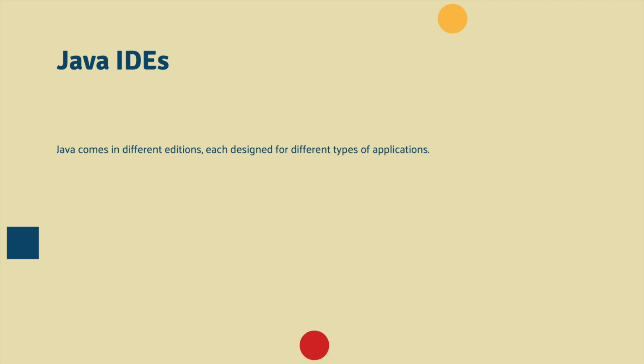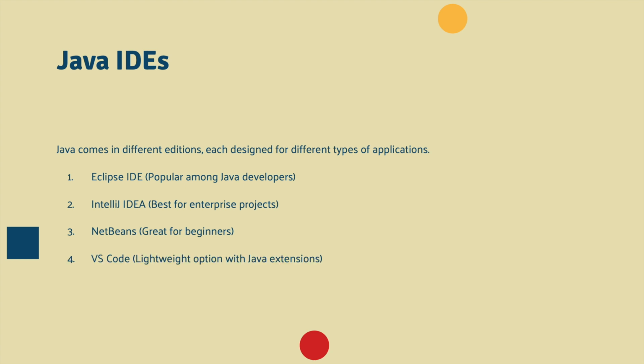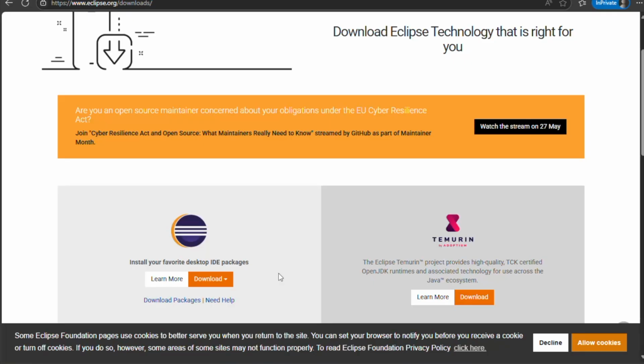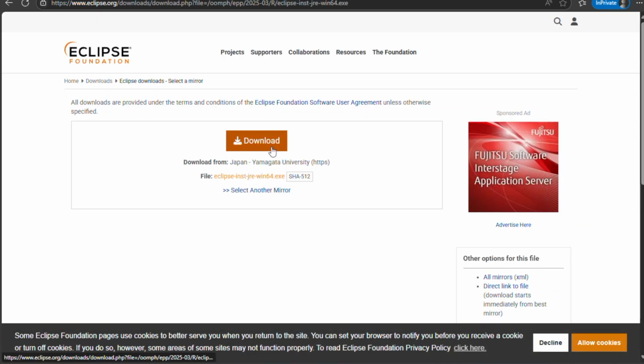Next, you need an IDE to write and run Java programs efficiently. Here are some great options: Eclipse IDE, popular among Java developers; IntelliJ IDEA, best for enterprise projects; NetBeans, great for beginners; VS Code, lightweight option with Java extensions. For this tutorial, we'll use Eclipse IDE because it's beginner-friendly and powerful. Visit the official Eclipse website, download the Eclipse exe file.